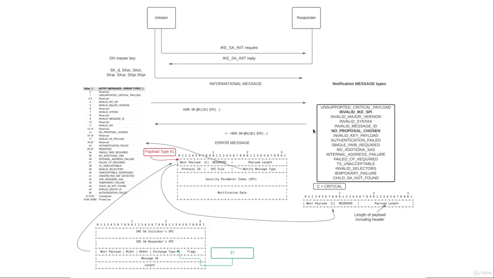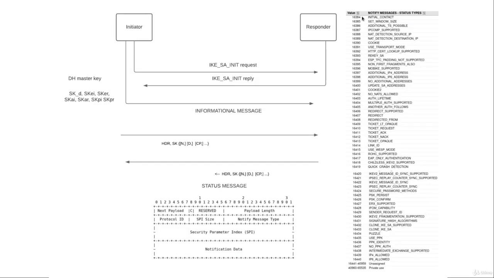Now, if the notification message type is higher than 16,000, this is a status notify message. There are a lot of them here according to the RFC. One thing to be aware of is that informational messages of type notify with a status have to be protected, meaning they occur after both sides have calculated the Diffie-Hellman master key and the security keys. When the initiator and responder get this message, it is authenticated and encrypted. If you are analyzing a packet capture, you would see that it is encrypted.